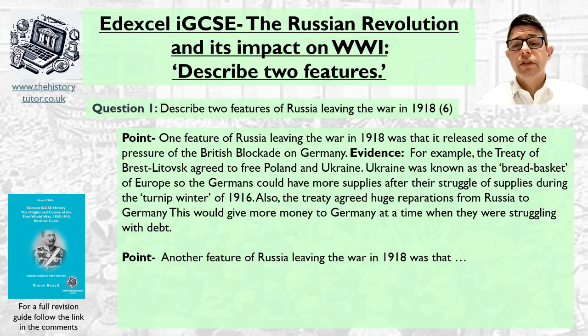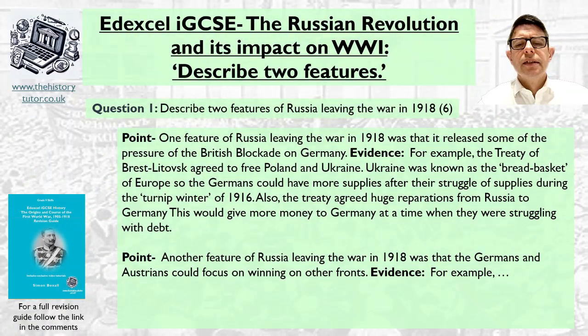Okay, so I've said also the treaty agreed huge reparations from Russia to Germany. This would give more money to Germany at a time when they were struggling with debt. Of course, the war was very expensive. They had to loan lots of money to allies and they were struggling with money. Let's just make a second point then. So another feature of Russia leaving the war in 1918 was that we talked about being able to concentrate on other fronts. So how would you introduce that idea? Pause me now and off we go.